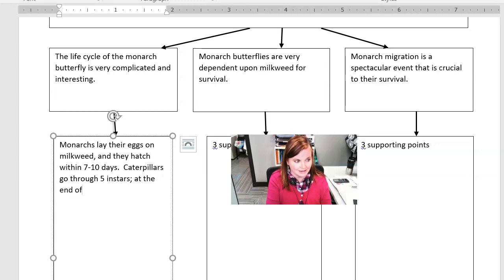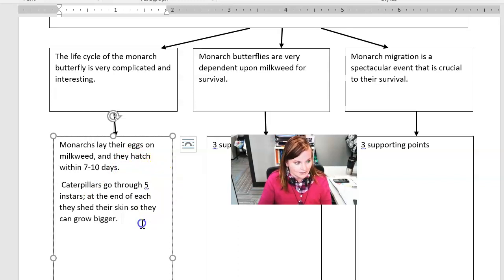At the end of each, they shed their skin so they can grow bigger. Right? Point number 2, I'm going to put these in separate lines just to make them easier to see. You might have more than 3 points too. I'm thinking of this going, oh, I could come up with like 10 points about the life cycle of a monarch.